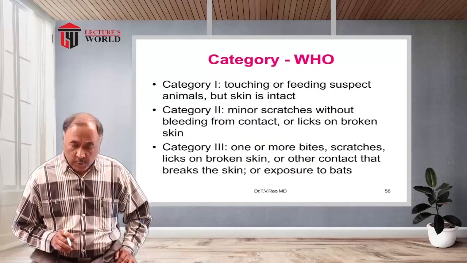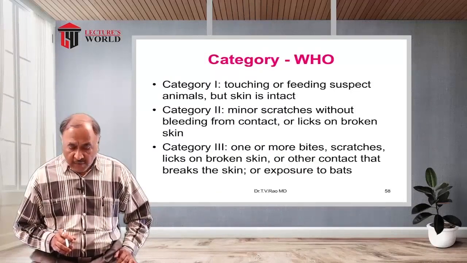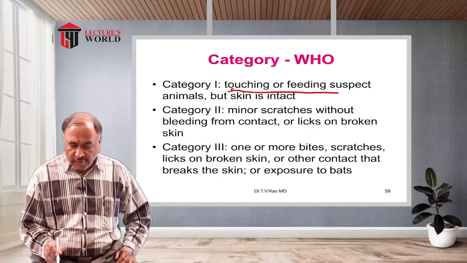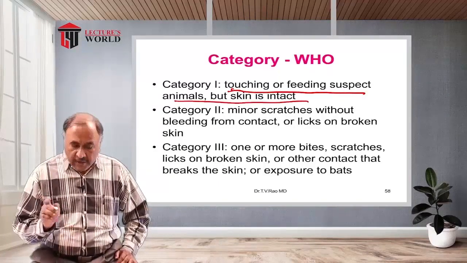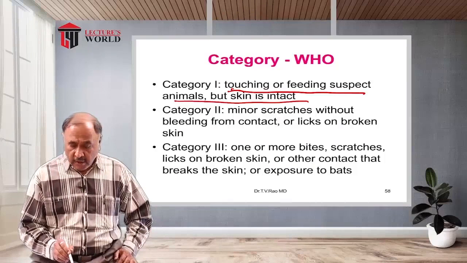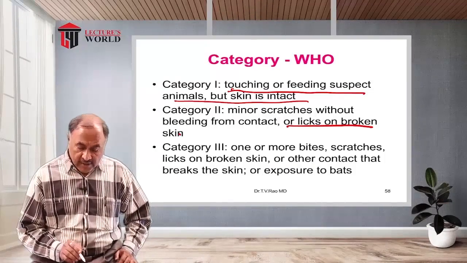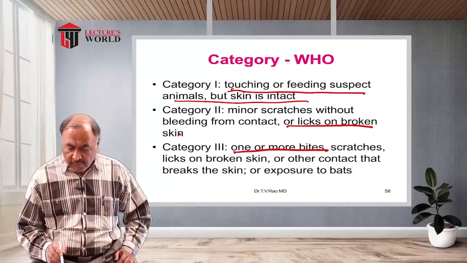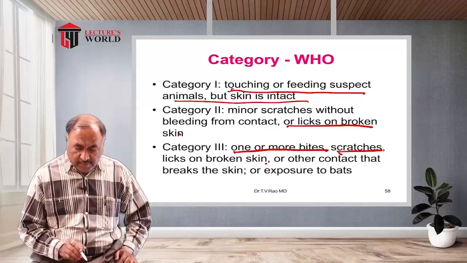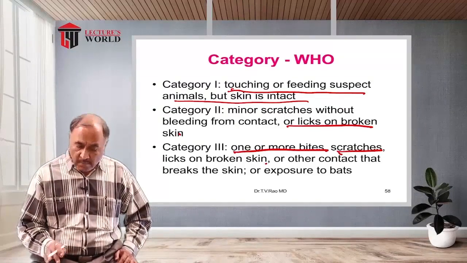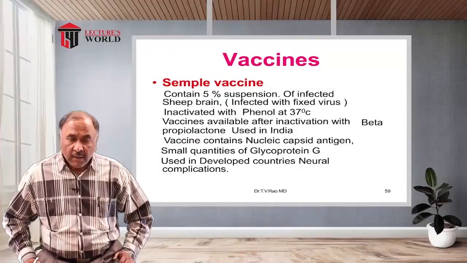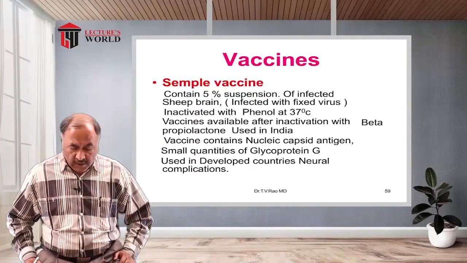Now, as I have told you, the different categories as recommended by the World Health Organization include category 1, which is touching or feeding suspect animals but the skin is intact. Category 2 includes minor scratches without bleeding, or licks on broken skin. And category 3 is one or more bites or scratches, licks on the broken skin or other contact that breaks the skin, or exposure to bats. Vaccines are available in the market and they are very easily available.